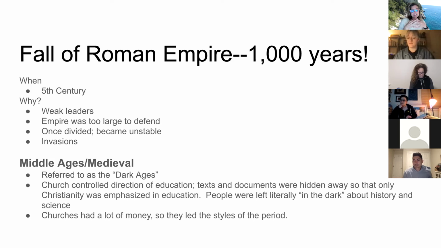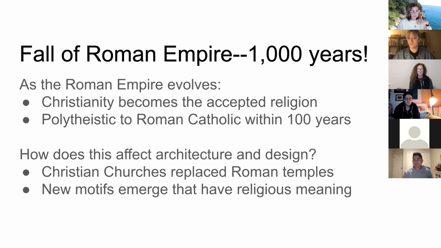And basically, the churches were the center of your life, your social life, your religious life, and you had to give them a lot of your money. So they led the style of the period, which made a lot of really interesting religion-based architecture. So Christianity became the accepted religion. We basically go from polytheism, worshiping many gods, to Roman Catholic within 100 years. And it really did affect architecture and design. And so Christian churches replaced Roman temples. They basically recycled these Roman temples into Christian churches.